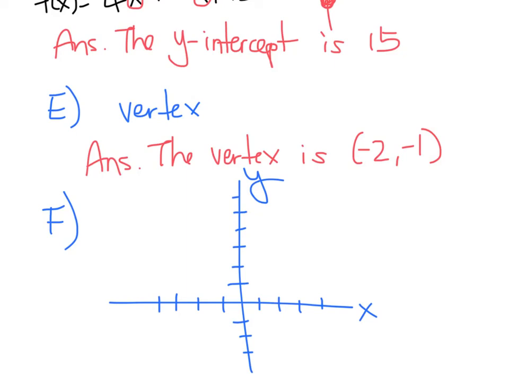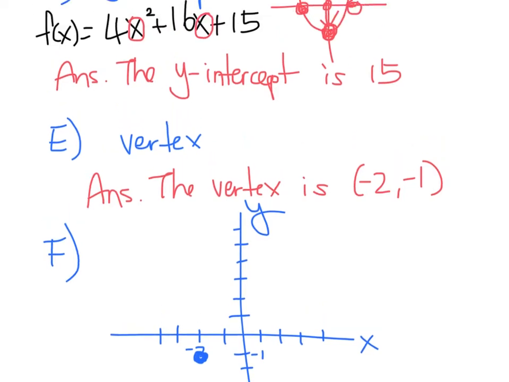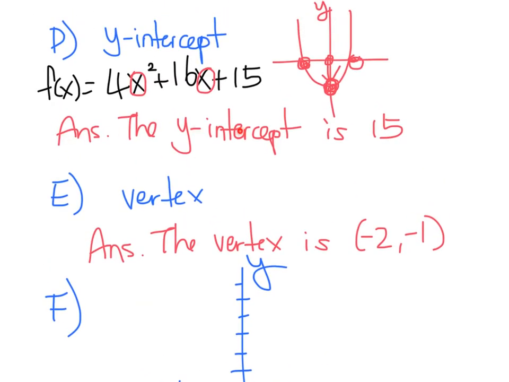So there you go. We have -2 over here, and then we have -1 over here. So that is my vertex. I'm going to put that right there. All right? And now, my y-intercept, if you look over here, what does it say? The answer for D. The y-intercept is what?